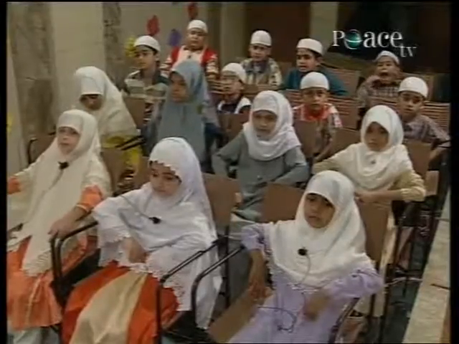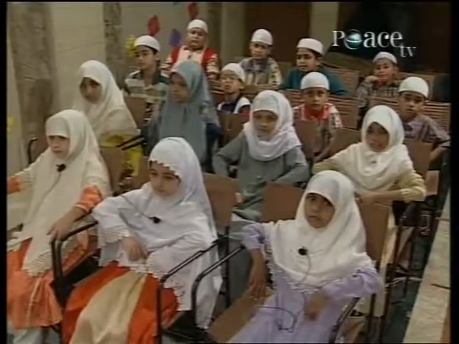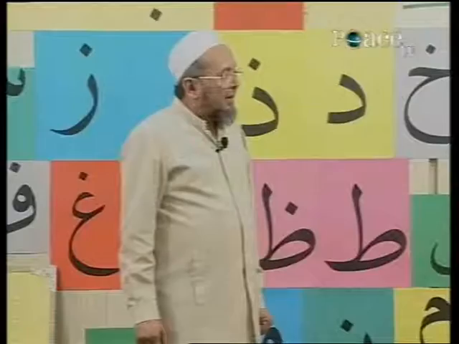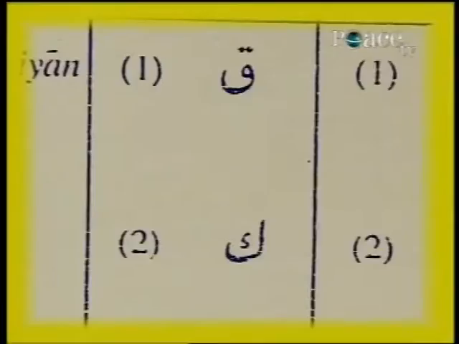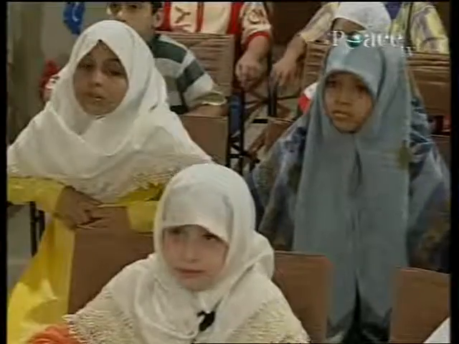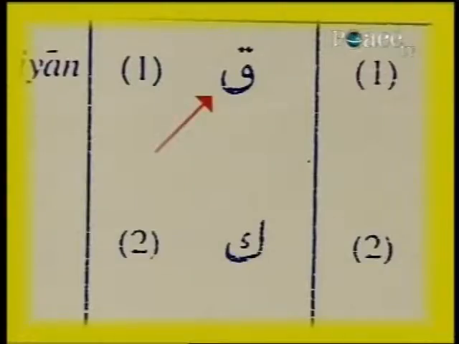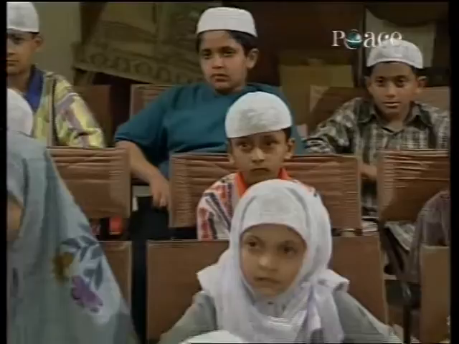Good. Now, let us try to go to the next group. In the next group, that is group 4, there are 2 letters. First is Qa and second is Ka. Now, for this Qa, understand how we articulate this Qa.